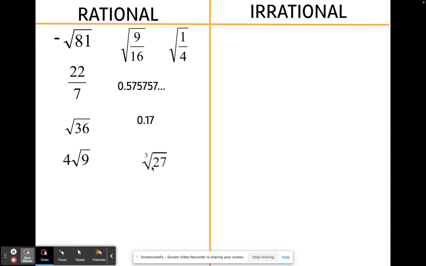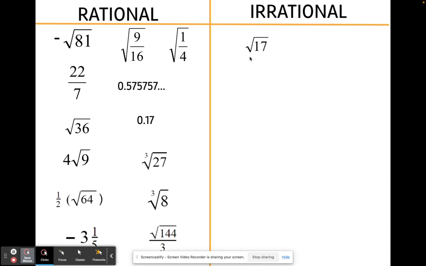Cube root of 27, well, what number times itself 3 times equals 27? 3 times 3 times 3, that is rational. 1/2 the square root of 64, the square root of 64 is 8, half of 8 is 4, that is a rational number. Cube root of 8, 2 times 2 times 2 is 8, so that is rational. Negative 3 1/5, that is a mixed number, rational. Square root of 144 over 3, square root of 144 is 12, so it is rational.